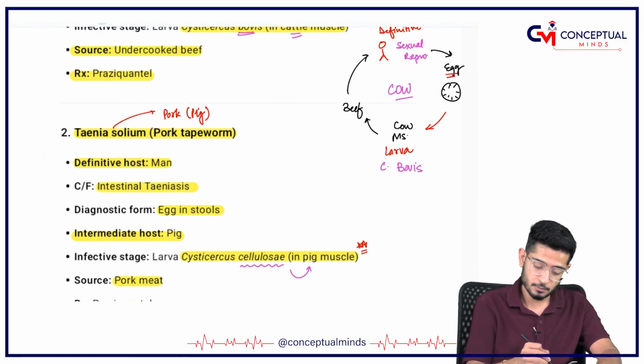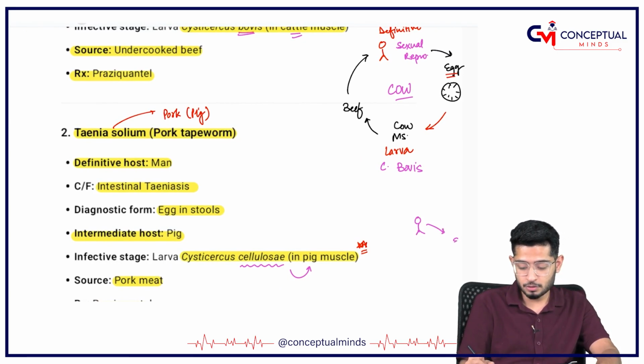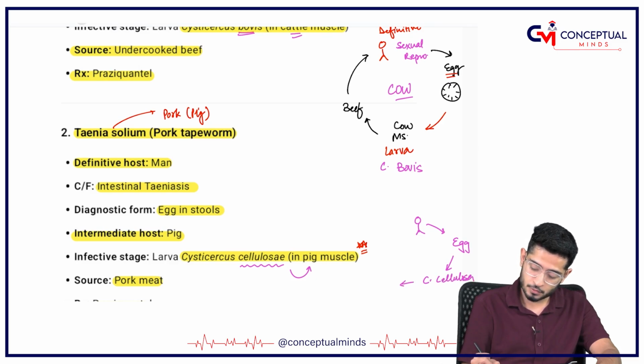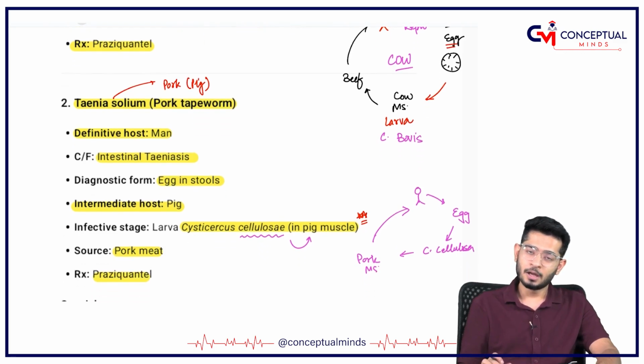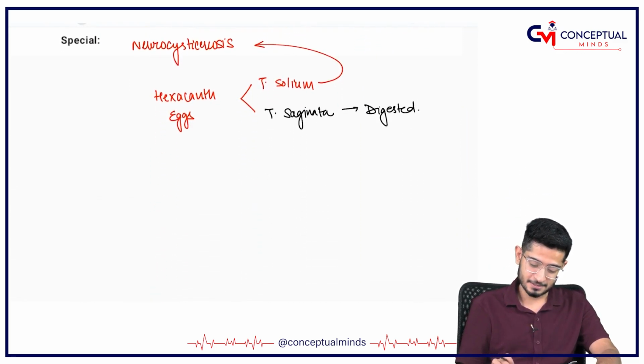So if I just make a small life cycle for you, again, man is the definitive host, is going to yield the egg. After the egg, Cysticercus cellulosae, the larva, is going to go into the pork muscle, and once the man eats the undercooked pork muscle, this leads to the formation of intestinal taeniasis.